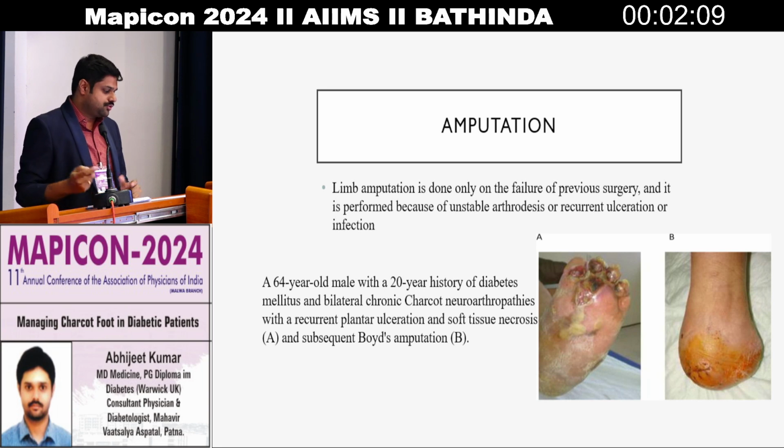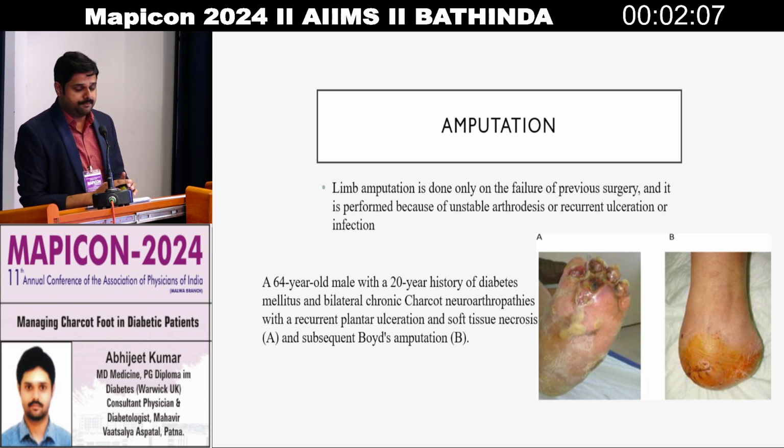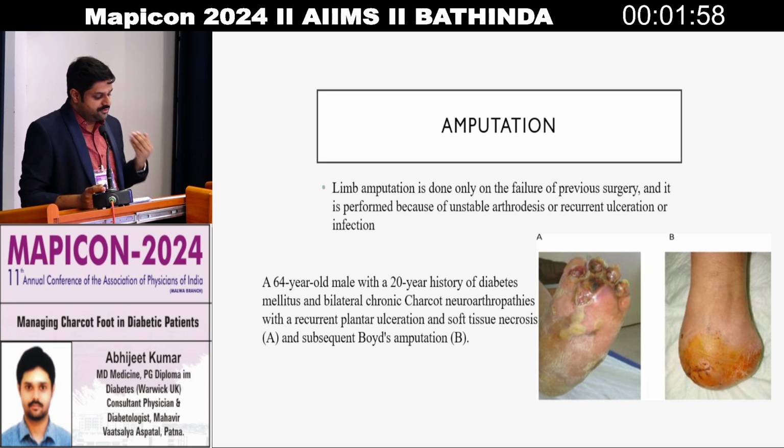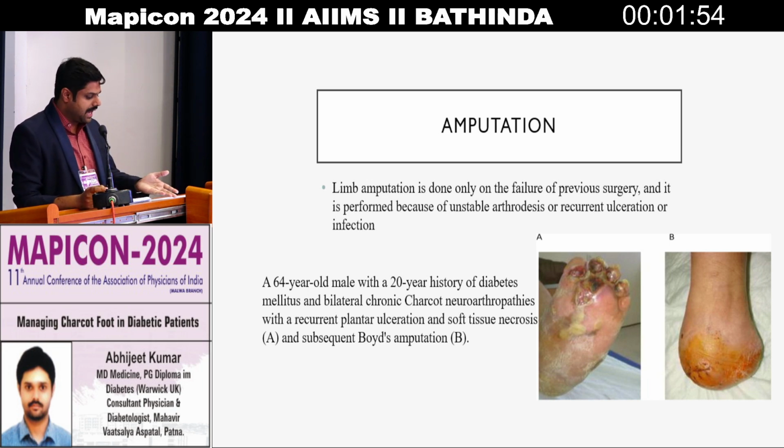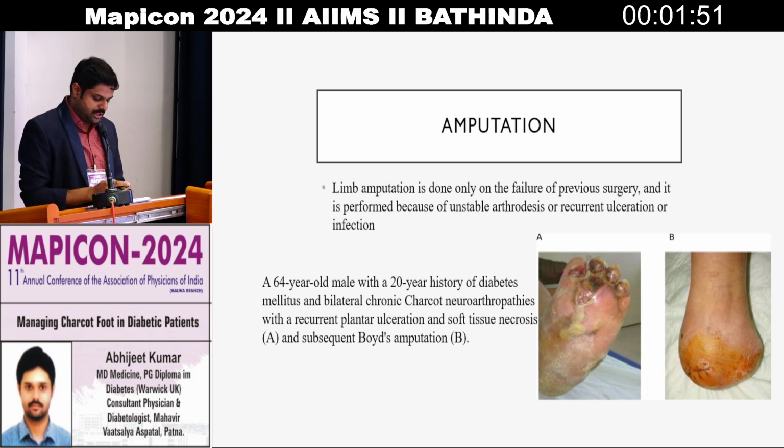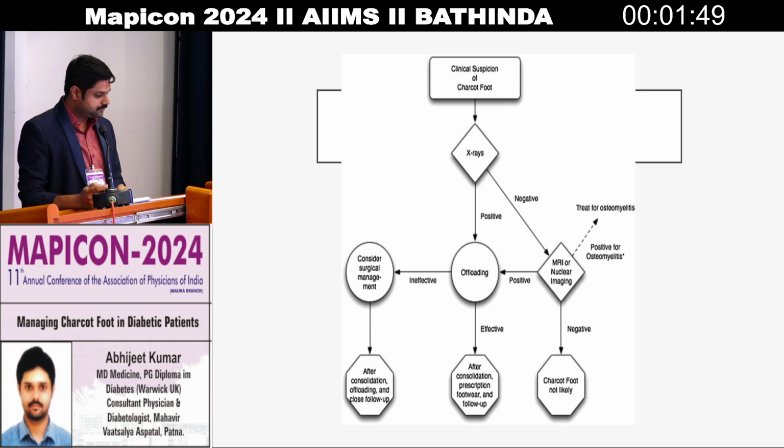Amputation, which is the most dreaded complication which can handicap a patient, is done only after failure of previous surgery. It is performed because there is an unstable arthrodesis or recurrent ulceration or infection. So here we have an example of a Boyd's amputation in a person with Charcot foot.